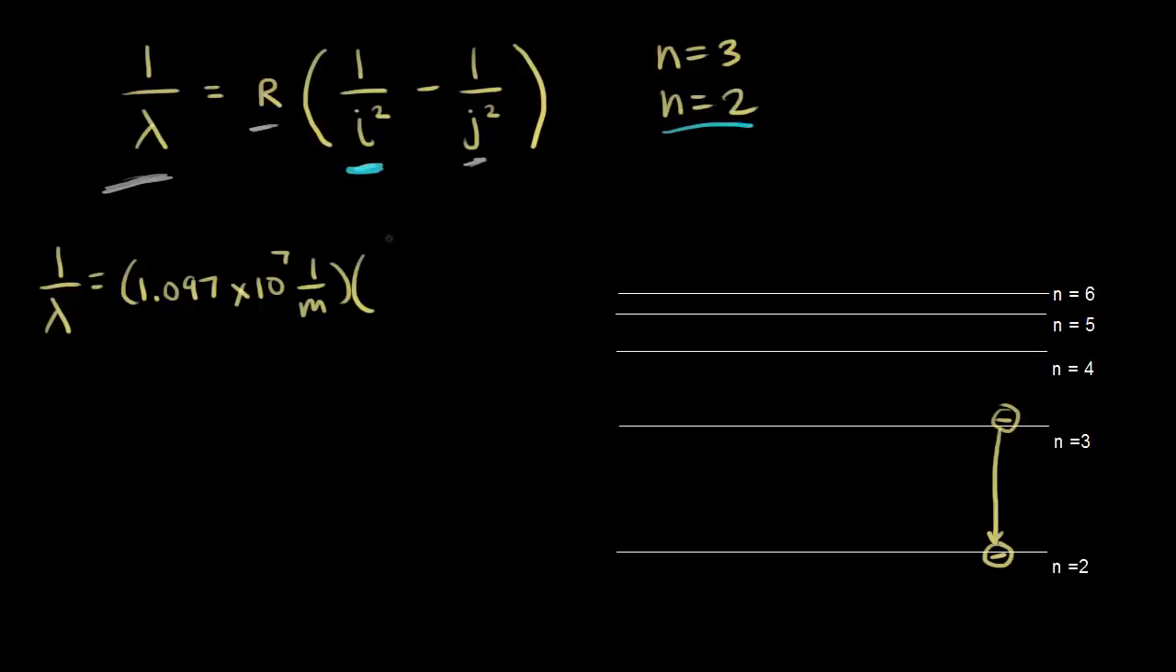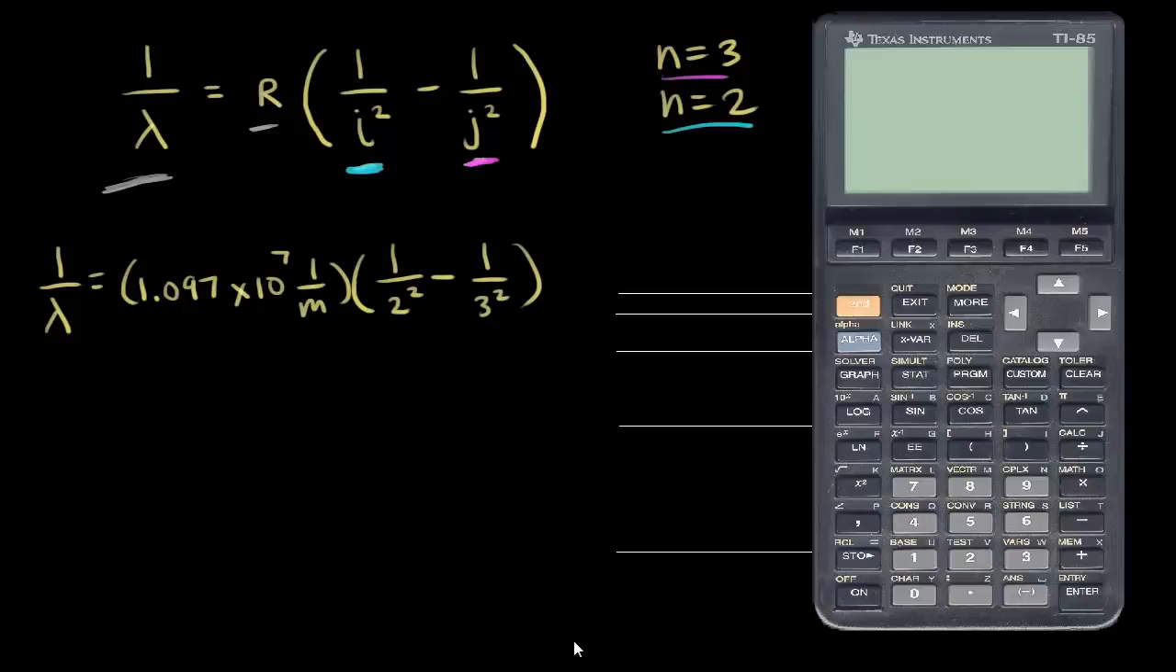So we plug in 1 over 2 squared. And then from that, we're going to subtract 1 over the higher energy level. That's n is equal to 3, right? So this would be 1 over 3 squared. So 1 over 2 squared minus 1 over 3 squared. Let's go ahead and get out the calculator and let's do that math. So 1 over 2 squared, that's 1/4, so that's 0.25, minus 1 over 3 squared, so that's 1 over 9. So 1/4 minus 1/9 gives us 0.138 repeating.